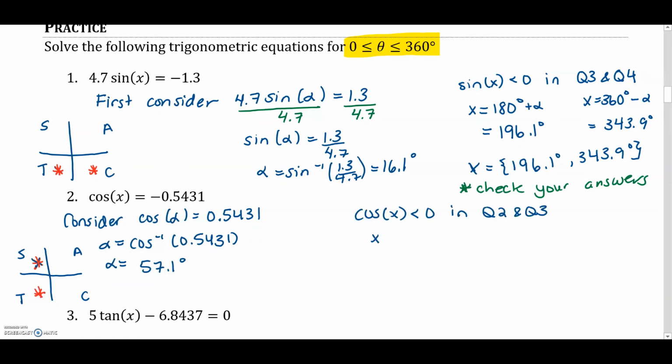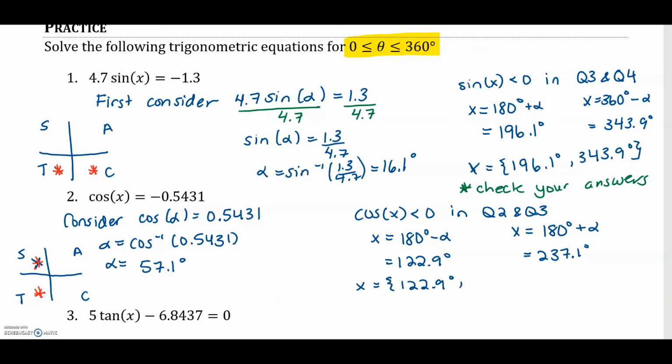Therefore, the respective x values would be 180 minus alpha, and that works out to be 122.9 degrees. And the other angle to consider is in the third quadrant at 180 degrees plus alpha, which is 237.1 degrees. Therefore, our two solutions within the range of 0 and 360 degrees are 122.9 and 237.1 degrees.